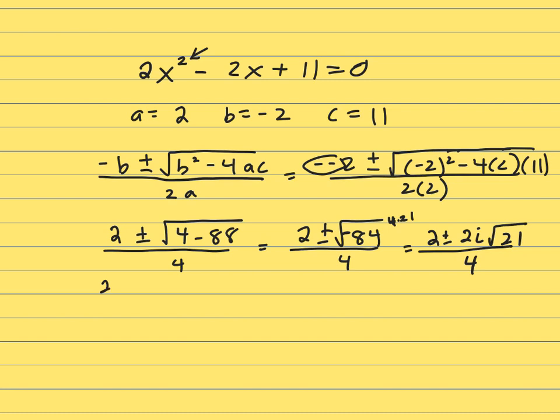Now split it up, that's 2/4 plus or minus 2i square root 21 all over 4. So that's 1/2 plus or minus square root 21 over 2 times i.